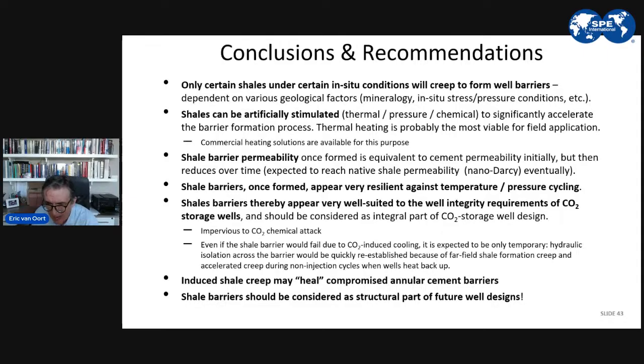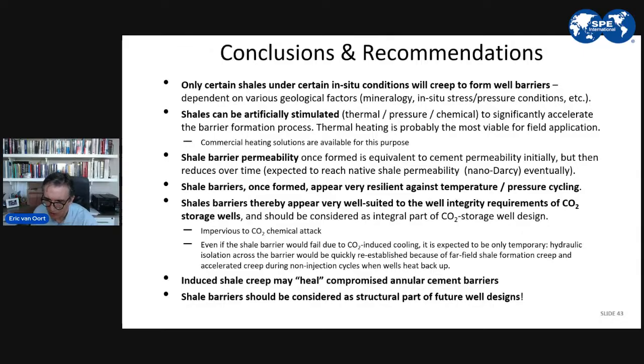Induced shale creep may heal compromised annular cement barriers. I'm using the very tentative term may. We have good indications that this may be happening. And of course, that is something that we will investigate in the near future. And shale barriers, I think, should be considered as structural part of future well designs.